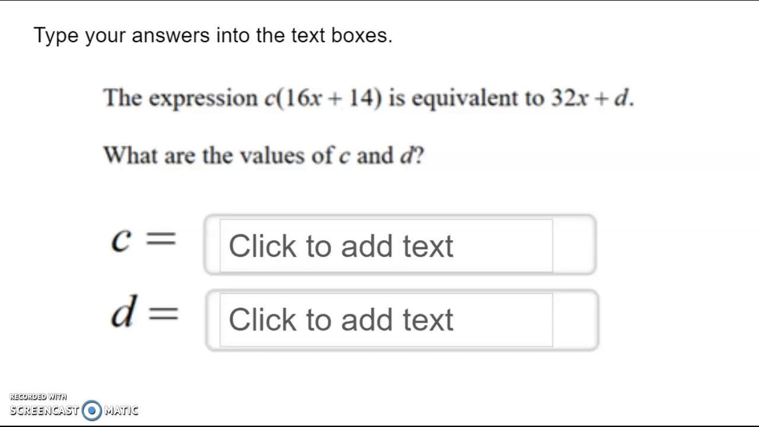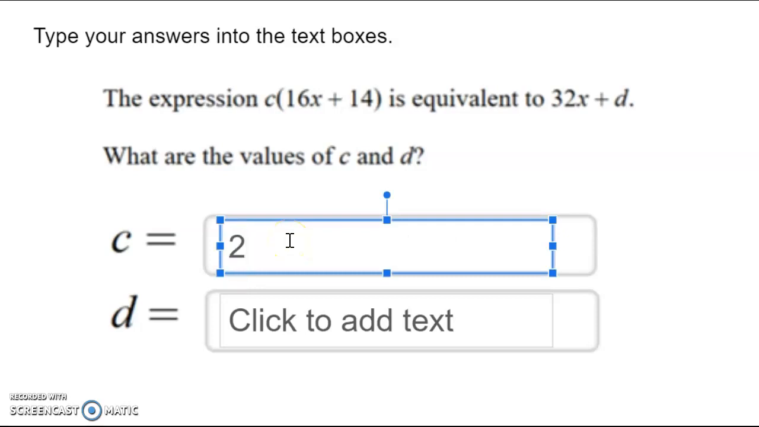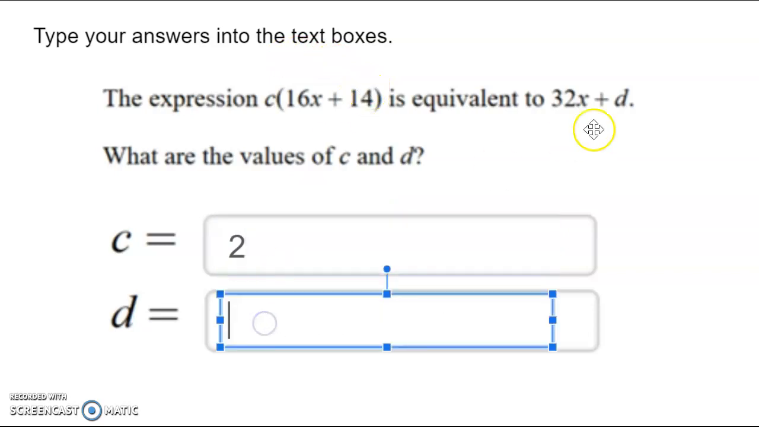For this problem, it's a little tricky. It wants to know, since C is being distributed to 16x and then to 14, what was C so that when I distributed it to 16x, I got 32x. So I ask myself, 16 times what is 32? And the answer is 2. Now I ask myself, since I know that C is 2, what is 2 times 14? That will give me D, and that is 28.